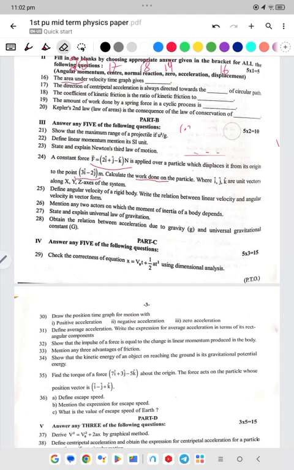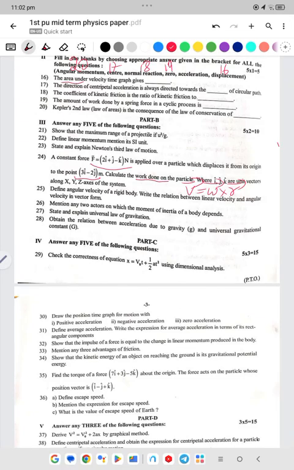And next one is define angular velocity of a rigid body. Write the relation between linear velocity and angular velocity in vector form. You have to define the angular velocity, and you have to derive the equation, that is v is equal to omega cross r vector. If you derive this equation, you will get the 2 marks.